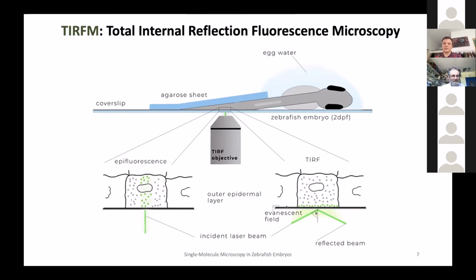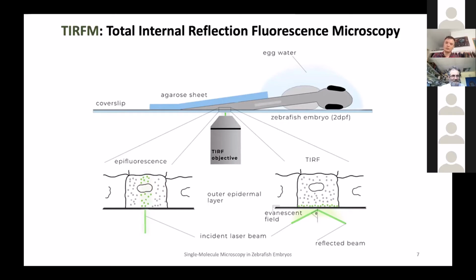So basically the laser beam doesn't penetrate the sample like in the epifluorescent mode, but rather excites a very thin layer through the evanescent field creation. So only the proteins in the outer layer of our zebrafish epidermis are excited. And so basically we reduce any fluorescent signal coming from the deeper layers of the fish. And that's very important when you study the dynamics of single molecules in the membranes of the zebrafish embryo.